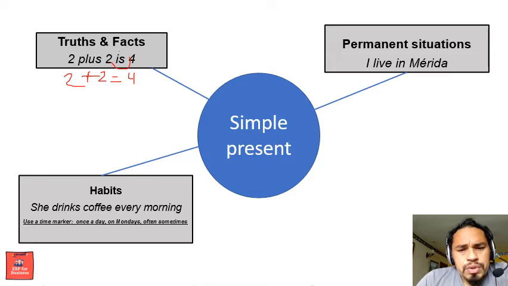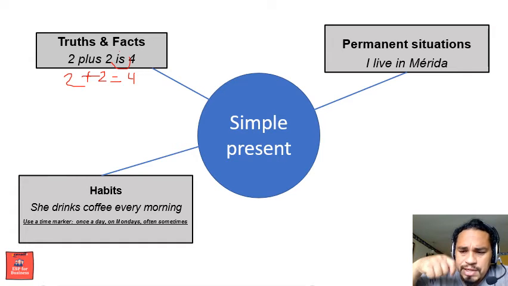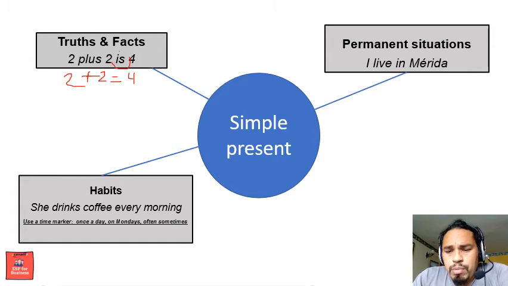We also use the simple present to talk about habits. For example, she drinks coffee every morning. We could say he uses the bus to go to work. So it's like a habit. I brush my teeth every morning.